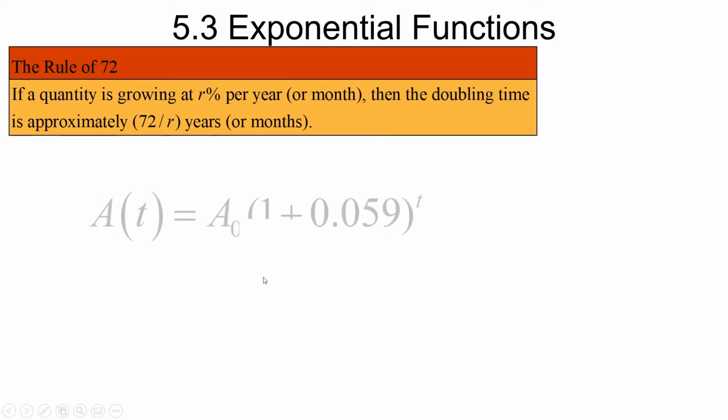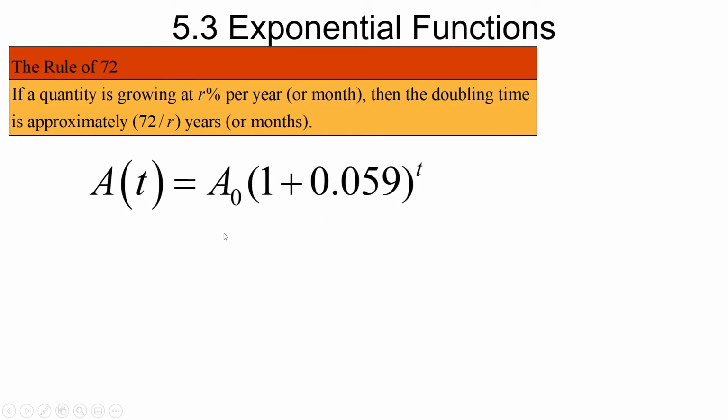So, let's think about that last problem we were looking at where A of t was equal to A sub 0, our initial investment, times the growth factor of 1 plus 0.059 to the t power. Well, our growth rate right there was approximately 6%. So, if I want to figure out approximately how long it's going to take for my investment A sub 0 to double, wouldn't that A sub 0 look really good if it was 2 times A sub 0? All I use is the rule of 72.